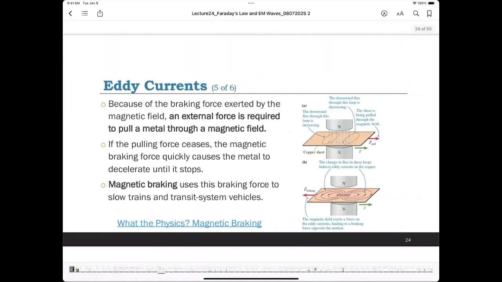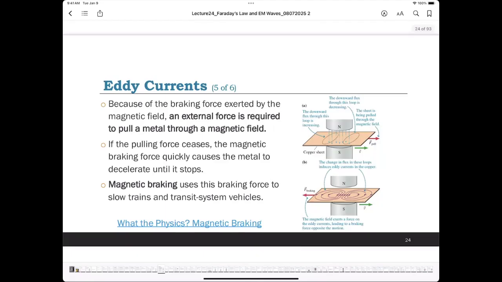Okay, because of the braking force exerted by the magnetic field, an external force is required to pull a metal through a magnetic field. If the pulling force ceases, the magnetic braking force quickly causes the metal to decelerate until it stops. Magnetic braking uses this braking force to slow trains and transit system vehicles.